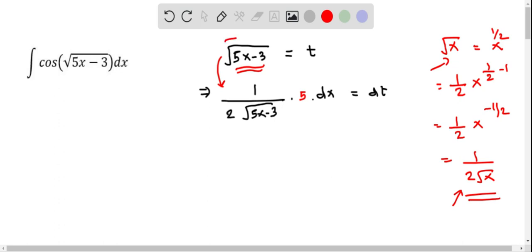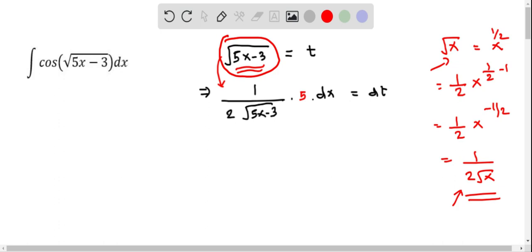I consider this whole thing as a square root function. When you differentiate the square root function, you put 1 by 2 and then the square root function, which is square root of 5x minus 3. And then we have to apply the chain rule to differentiate the 5x minus 3, which gives us 5 times, and then we have to put dx, and this side we have dt.